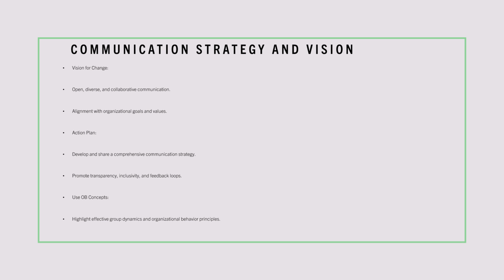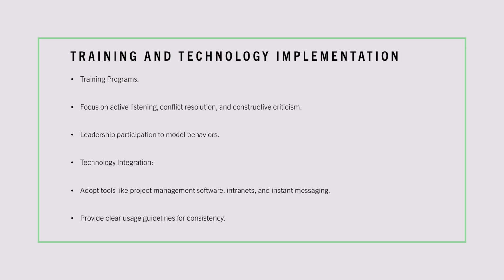And the action plan would be to develop and share a comprehensive communication strategy. For example, implement team-wide weekly updates to keep everyone informed, promote transparency, inclusivity, and feedback loops, and ensure decisions and updates are shared openly. Use OB concepts, highlight effective group dynamics and organizational behavior principles such as forming cohesive teams that thrive on trust and mutual respect. Let's go to the next slide.